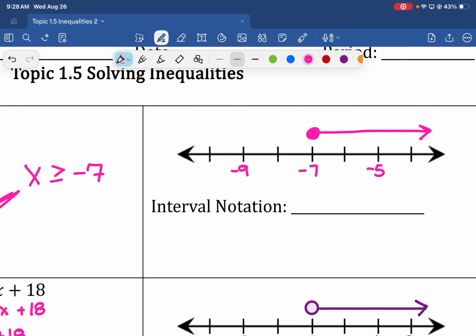Okay? To do our interval notation, what is the left side of our interval notation going to be? That part, with a parentheses. And then the right side is going to be infinity, which is a parentheses. So that is how we do these, okay?